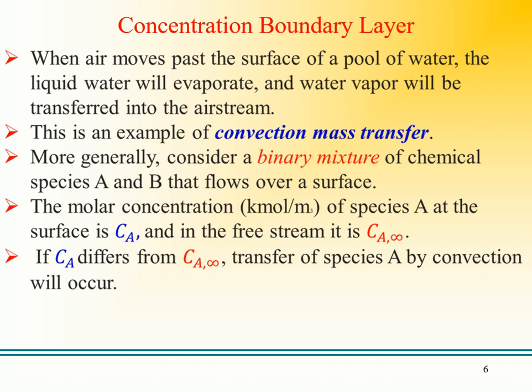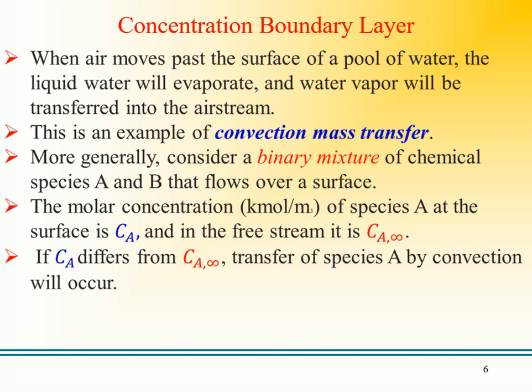This is an example of convection mass transfer. In this case, the mass of the water is being evaporated and coming into the airstream. More generally, consider a binary mixture of chemical species A and B that flows over a surface. In the general case, we are talking about the two species A and B. A is flowing and B is stationary, over which the flow is taking place. It may be water flowing over a certain surface.